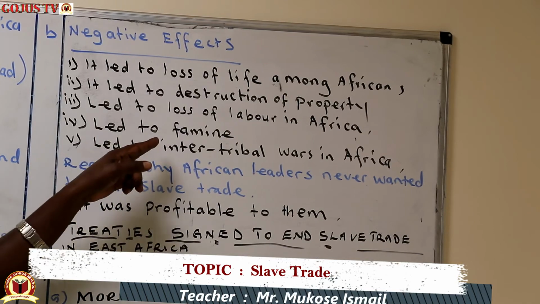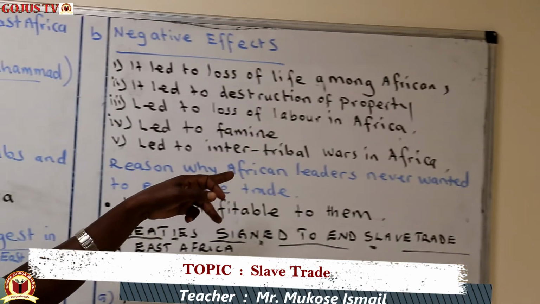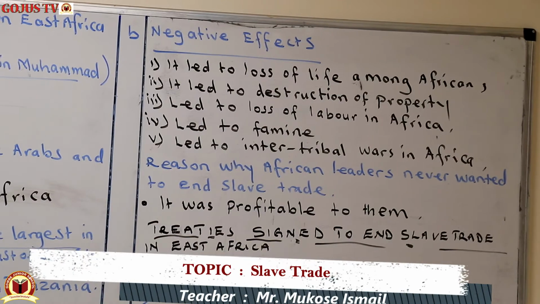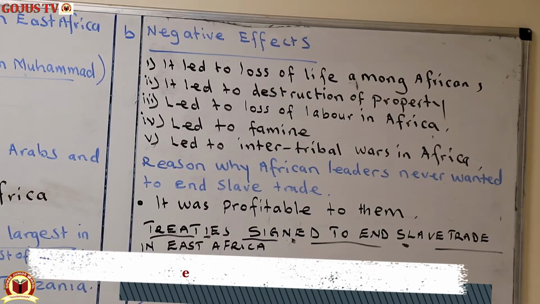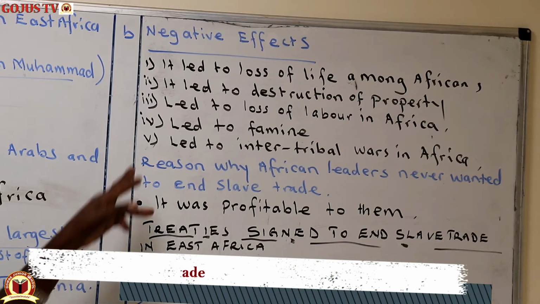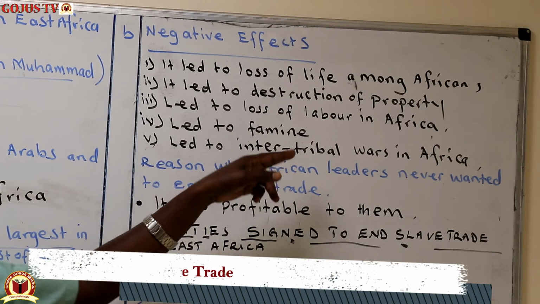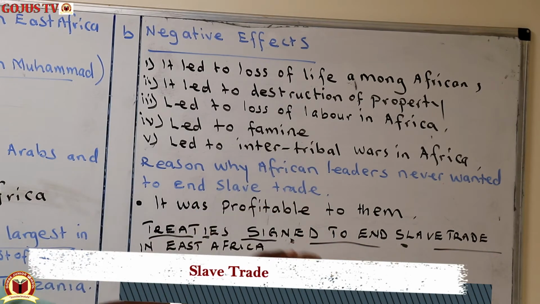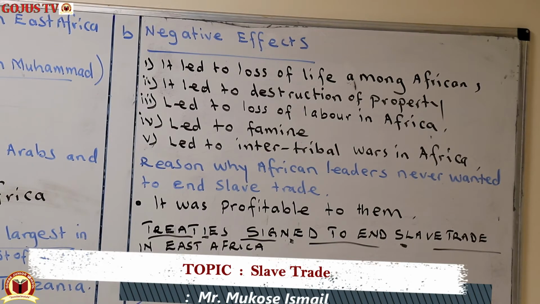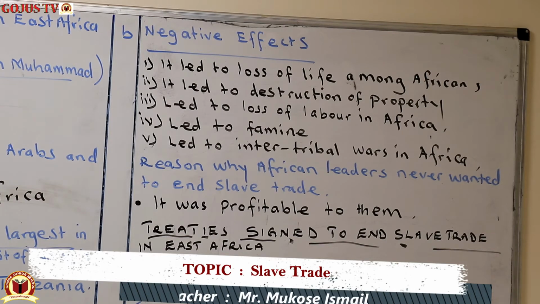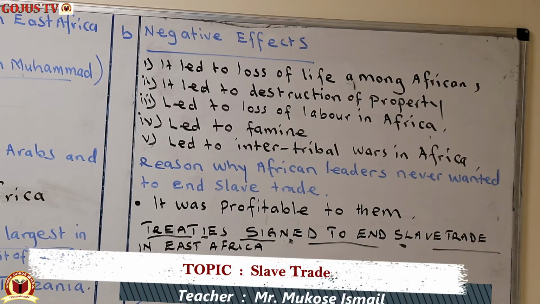It also led to famine. The old people could not dig. So as strong men were taken, uncalled for famine had to crop in. Then it led to intertribal wars in Africa. As those tribes were fighting, the war captives could be got, and in a bid to sell them, the wars had to continue. And this was being fueled by these foreign traders, by providing them ammunition to go and fight so that they get for them the slaves.